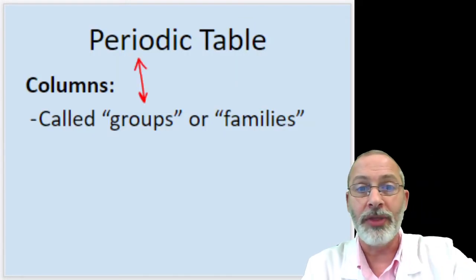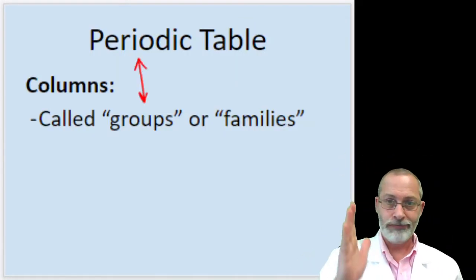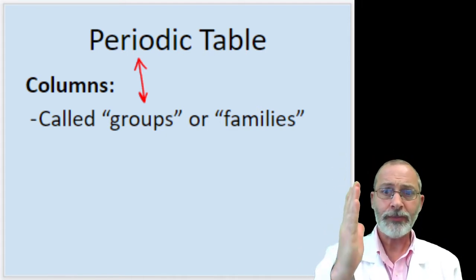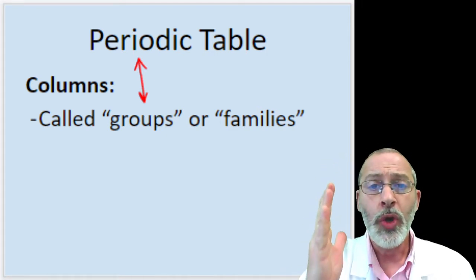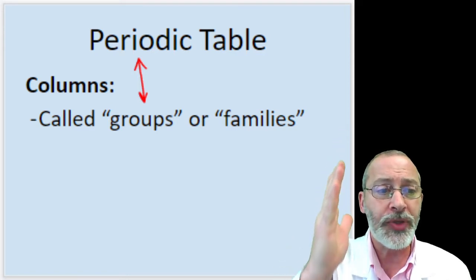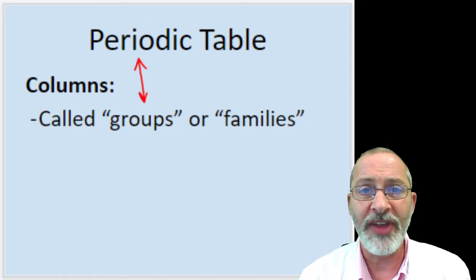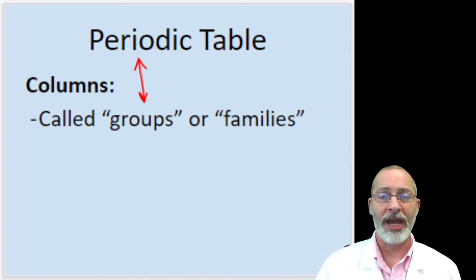Let's begin with the columns. The columns on the periodic table have a couple of names. We call them groups or families. Groups or families go up and down on the periodic table.